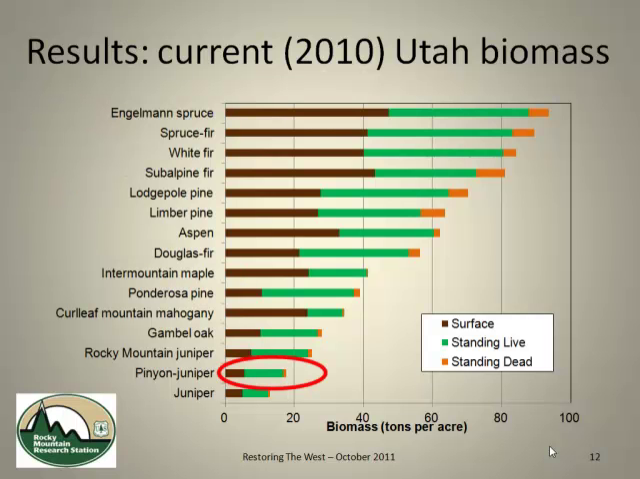I'll make a note that even though I'm focusing on Pinyon-Juniper, you'll notice it's next to the bottom on the list in terms of average biomass in the state. And it turns out, in terms of acreage, this is by far the largest forest type. So there's more workable land.